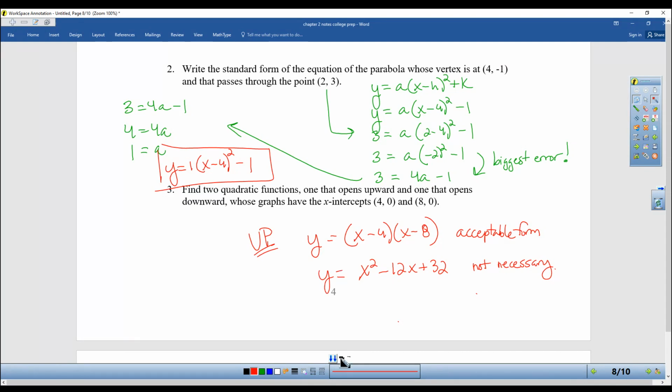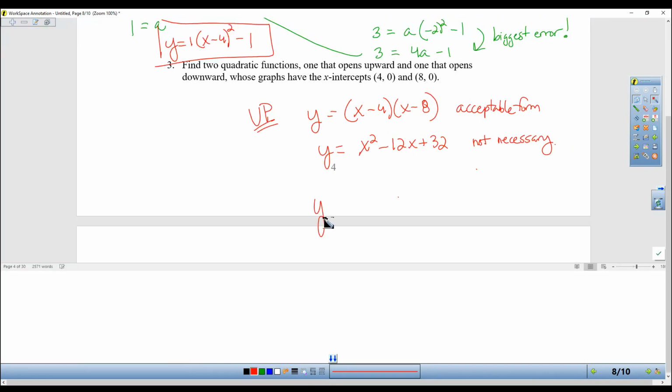Now for the downward, this is a little trickier. If you didn't multiply it out, you can put a negative in front. And now this is going down. And this is a good answer. If I actually made it more complicated and said, I want it to be going down and I want it to be steep, you could put a number in front if you wanted to. Not necessary, but if I asked you for it to be steep.